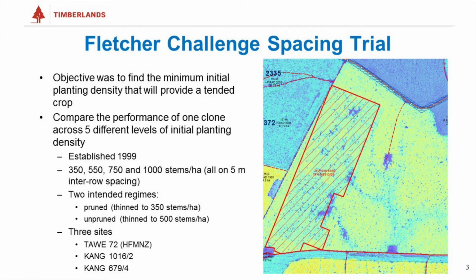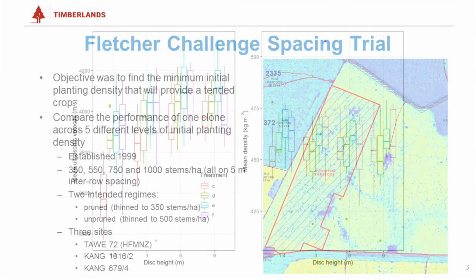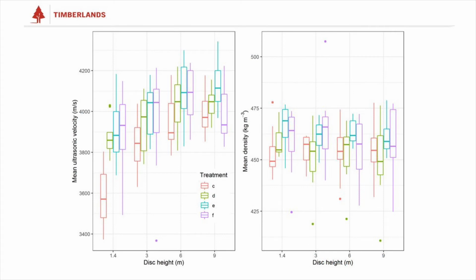We sampled 10 trees from each of the 4 initial planting densities. As in previous studies, we collected 4 discs from each tree at different heights up the stem. At the whole disc level, we can see large differences in wood stiffness, or ultrasonic velocity, among the spacing treatments. Trees planted at the widest spacing, 350 stems per hectare, had lower stiffness, particularly at breast height. This is shown as treatment C on the graph. Differences in wood density among treatments did exist, but these were not as pronounced as differences in stiffness.